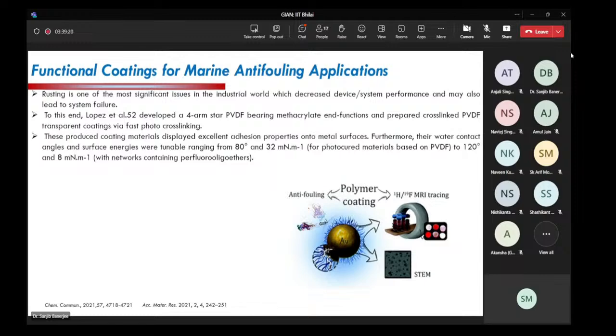Is it clear? If there are any confusion, you can ask. If you want me to repeat also, please raise your hand and ask. This is a tricky concept, I understand. Fouling and anti-fouling. If there is any confusion, you can unmute and ask a question, or you can just raise your hand so that I can repeat it.